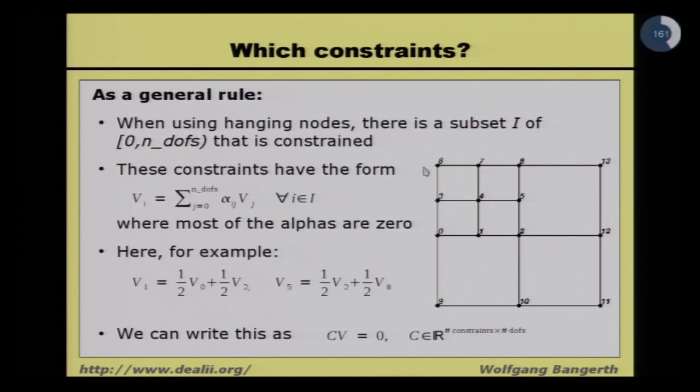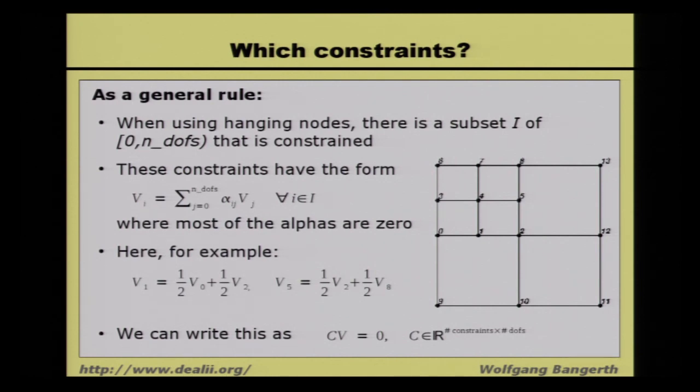So these constraints always have the following form. There is a subset I of all of the degrees of freedom, which are hanging nodes that I need to constrain. In this case on the right here, the subset I consists of vertices 1 and 5. And then for each one of these degrees of freedom in the set I, I must be able to express the value of the solution at this particular vertex as a linear combination of certain other ones. So I'm going to write it as a linear combination from j equals 1 through n DOF of alpha ij vj. So it's a linear combination of the other ones.